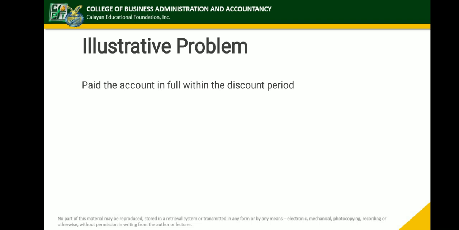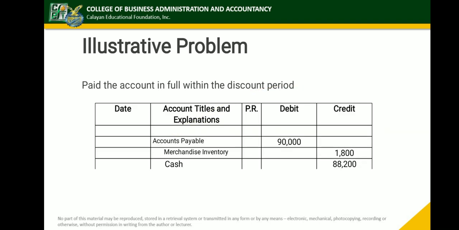Pay the account in full within the discount period. Let's say, for example, nakabayad tayo doon sa 2/10, n/30 na sinasabi, diba? So, with debit accounts payable na 90,000, kasi diba from 100,000, we returned 10,000 worth of merchandise. Then, we credit merchandise inventory for the 2% cash discount. So, 90,000 times 2%, that is 1,800. Then, the difference na still nabalanse natin, we credit it to cash. Kasi yan yung ilalabas natin cash pambayad ni Giselle kay Emil Trading.